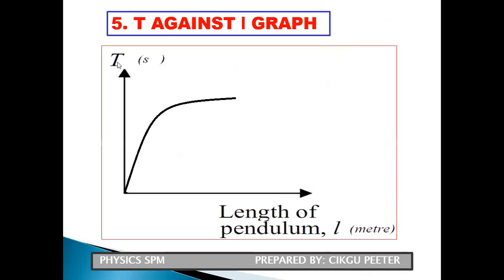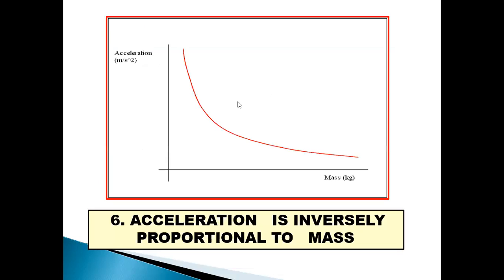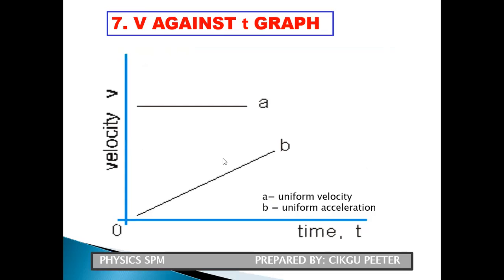And then this is a bit different. Initially, T and L are linearly proportional. Then later the value decreases. This is a perfect inversely proportional graph. So acceleration is inversely proportional to the mass.